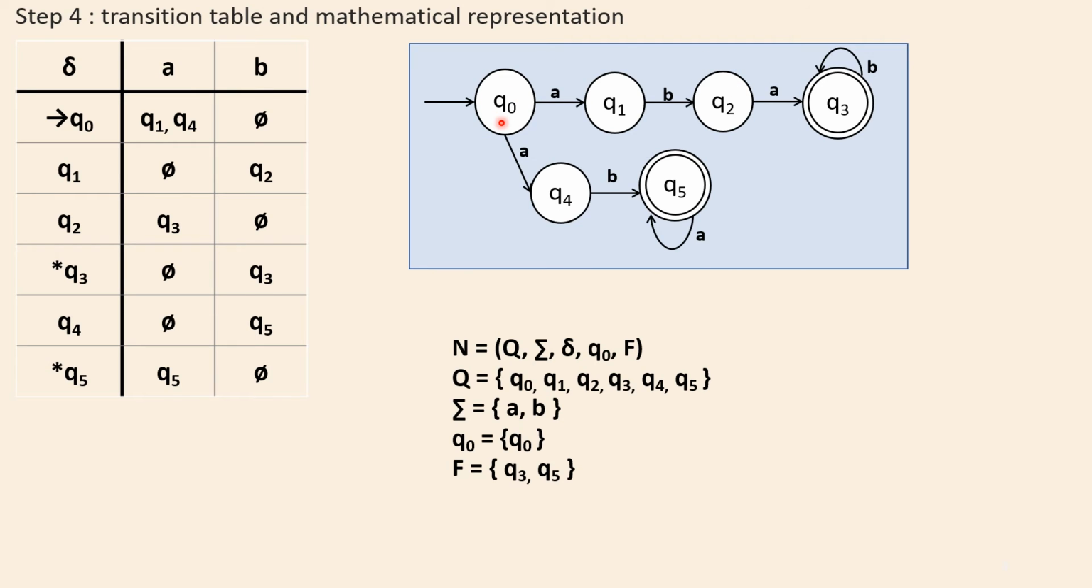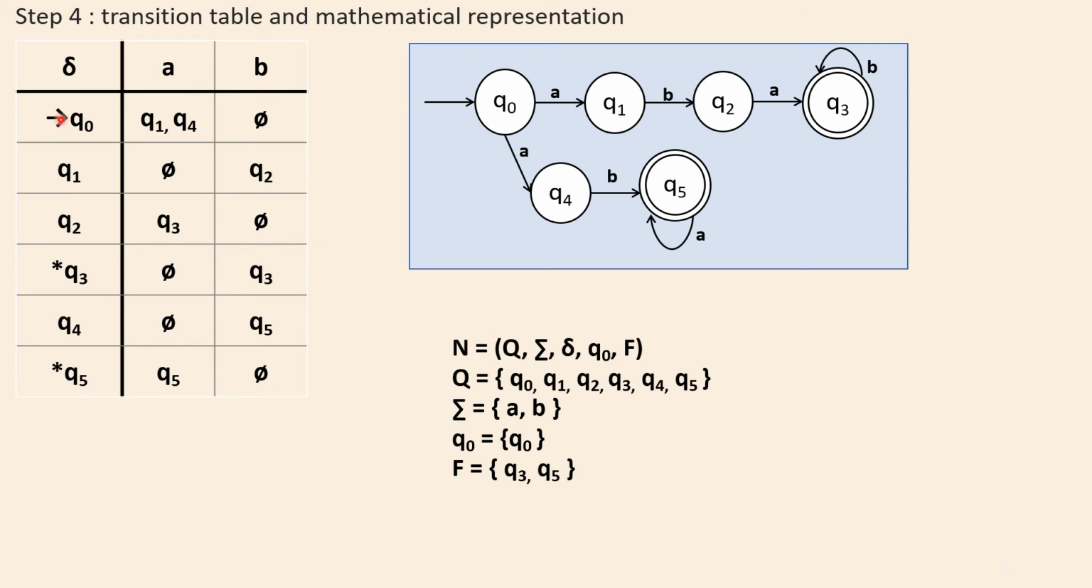We can see that Q0 on input A can either go to Q1 or Q4. On input B there are no transitions. Q1 on input B is going to Q2. Q2 on input A is going to Q3. Q3 on input B is looping to itself n number of times. Again, Q4 on input B is going to Q5. Q5 on input A can loop to itself.